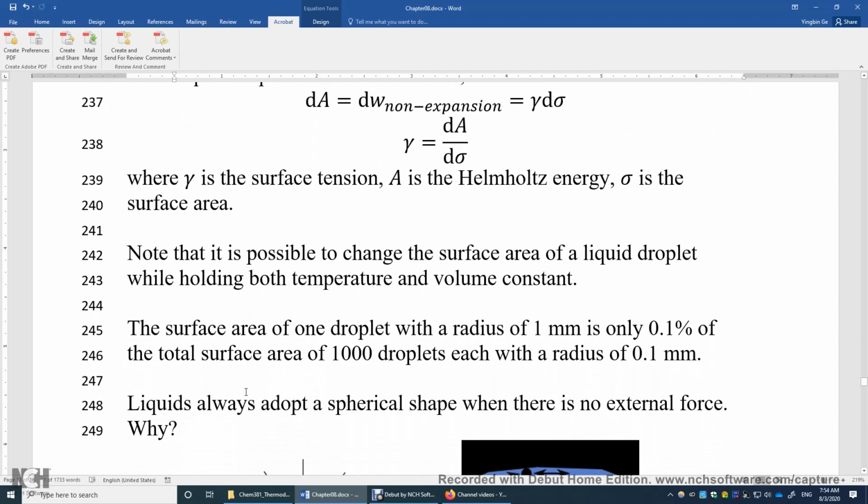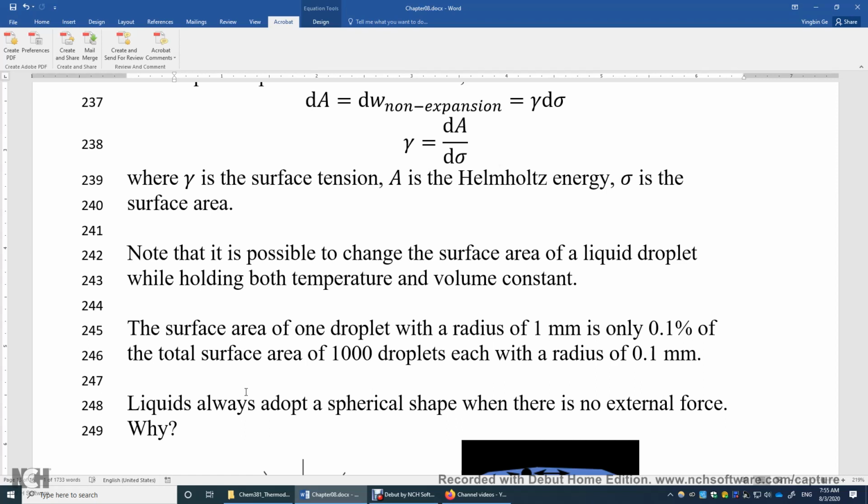Now, I'm going to ask you this question again. If you have, let's say, 1 milliliter of water, it prefers to adopt a spherical shape. But you can have 1 drop of water and you can divide this water into 1,000 droplets, right? Which one is favored thermodynamically? Which one has the lower A, the lower Helmholtz energy? 1 drop or 1,000 smaller drops? Well, the answer is 1 drop, because when you have 1 drop, you have smaller surface area.